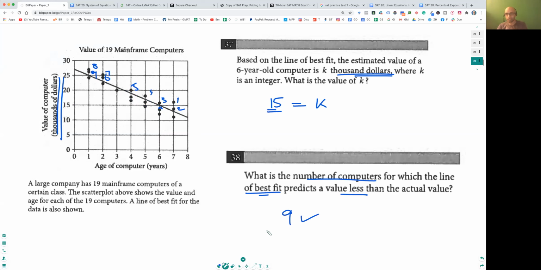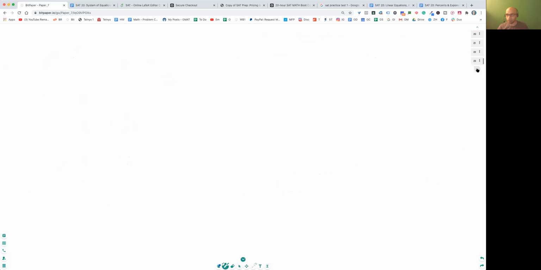Nicely done, excellent job. In passing, thanks for your patience, I'm going to show you 2 or 3 hacks. For the new people, maybe these are new and interesting hacks, and then we are going to close the session. So the values above the line, because their actual values are above and the estimated is below, are the answer.